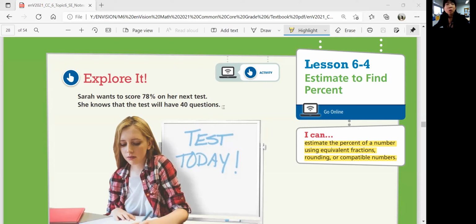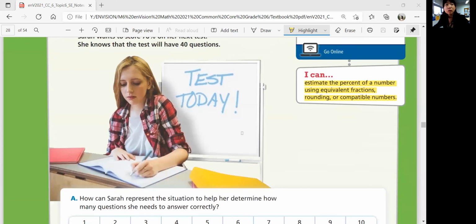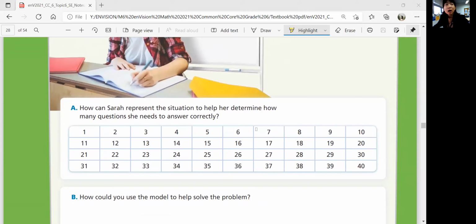Sarah wants to score 78% on her next test. She knows that the test will have 40 questions. Okay? So think about your test. Part A, how can Sarah represent the situation to help her determine how many questions she needs to answer correctly? You probably have had the same question whenever you were trying to answer questions on the test.